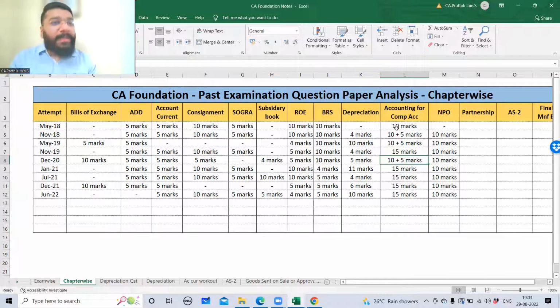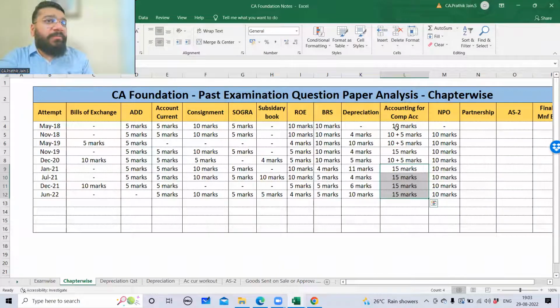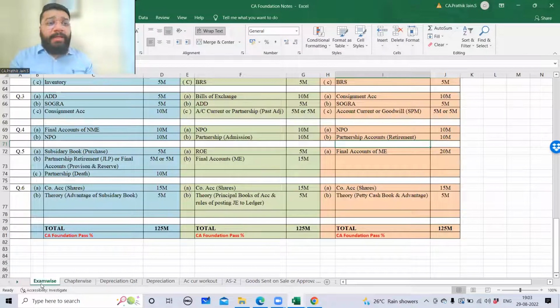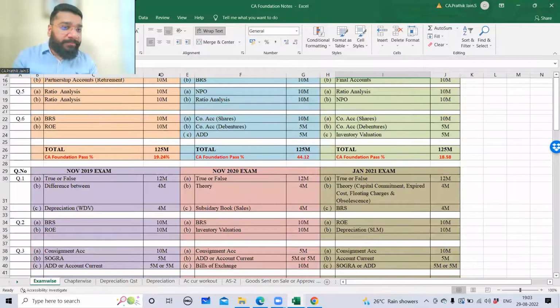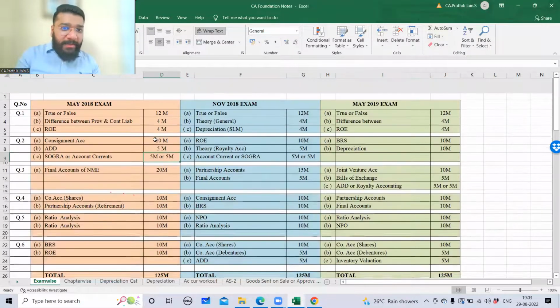December 2020, 10 plus 5, which means one question on issue of share capital, another on issue of debentures. Then if you see consecutively, 4 questions they've asked, 15 marks straight from accounting for issue of share capital. So there has not been a single attempt where a question from this chapter has not been asked. Apart from that, in true and false, there have been additional questions asked for 2 marks. So this is the analysis.